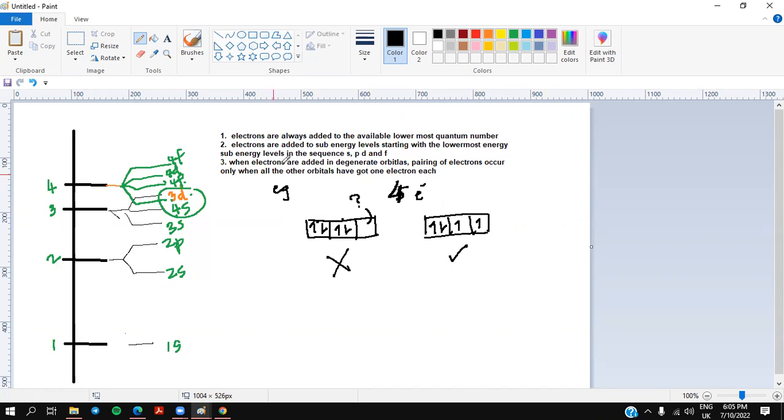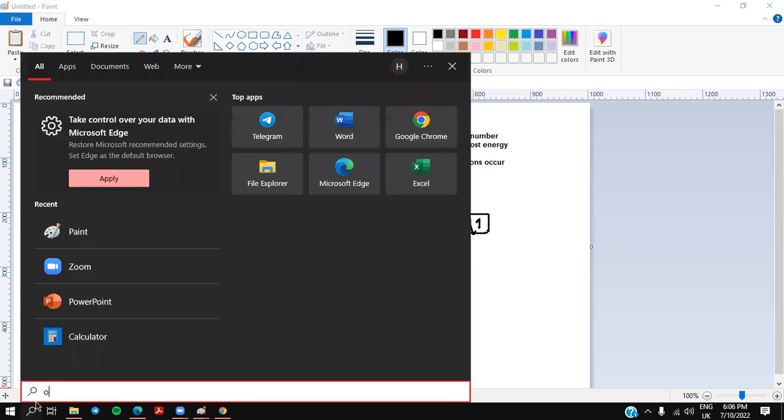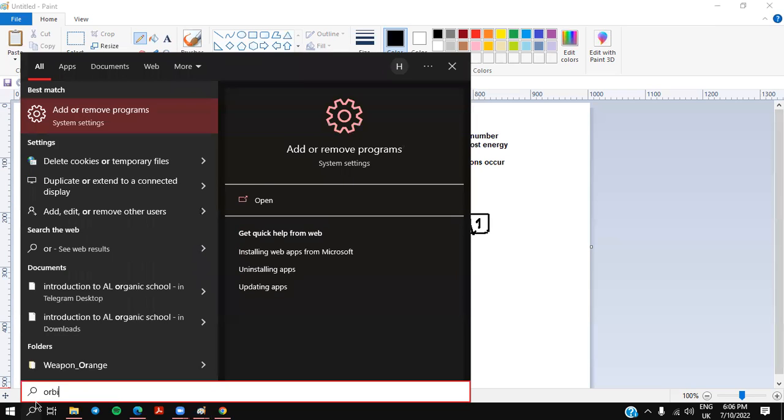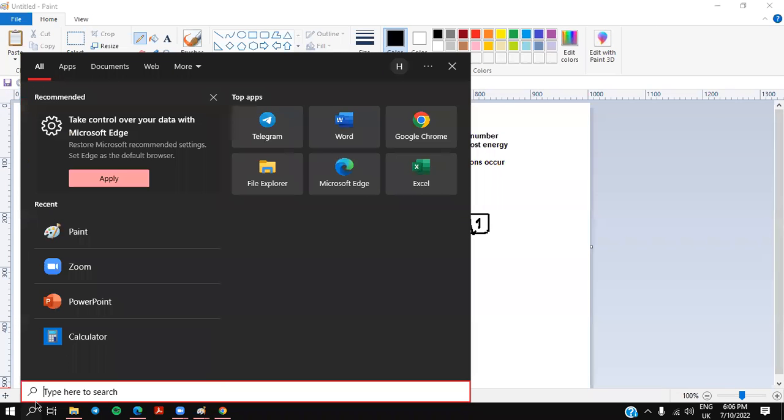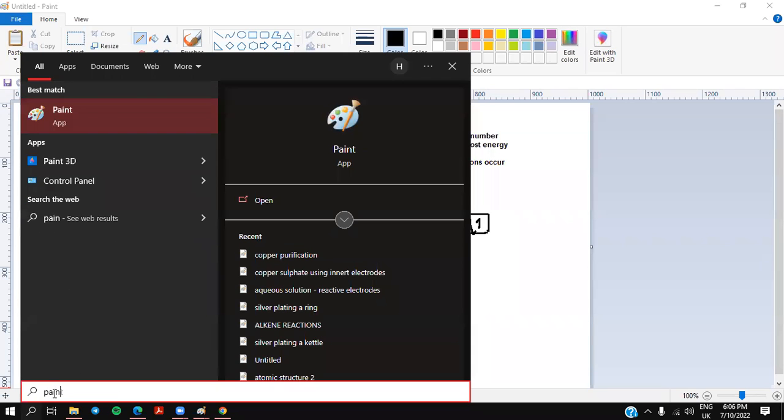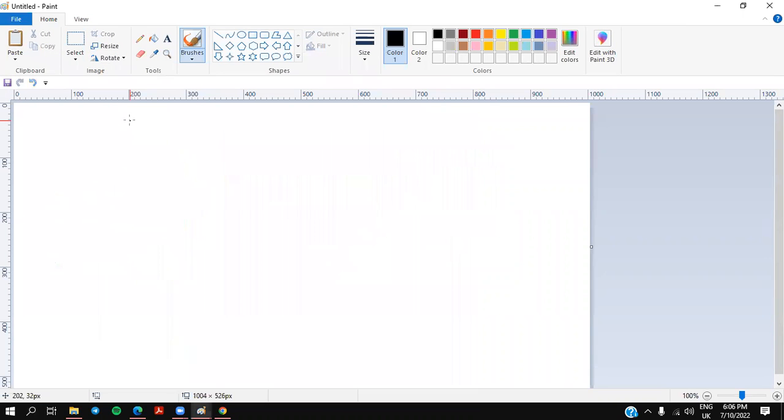Right. If you have these things in mind, we can go to the electronic configuration writing. But still, there's one more thing to explain, and that part is about orbitals. I said orbitals are specific areas in an atom where we can have maximum 2 electrons. Now, I use the words specific areas.